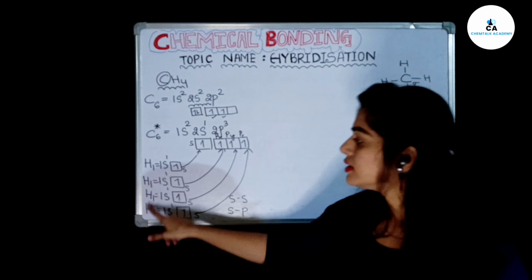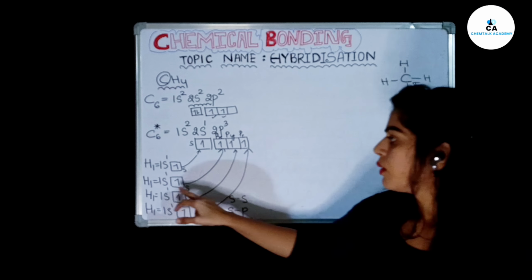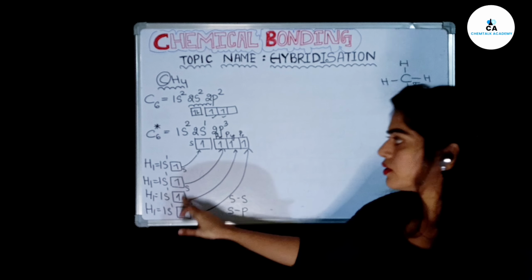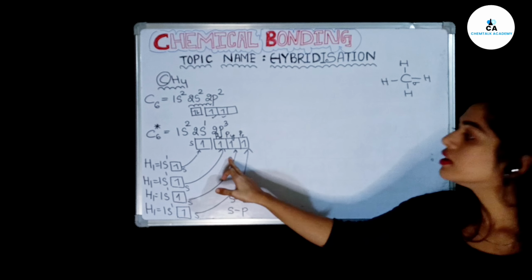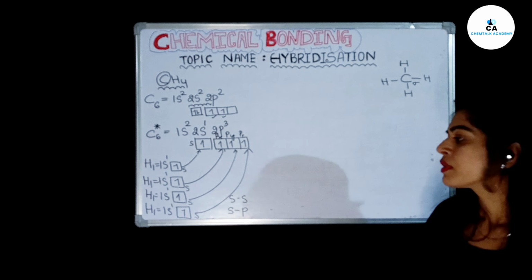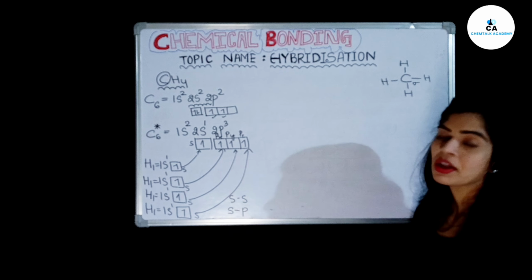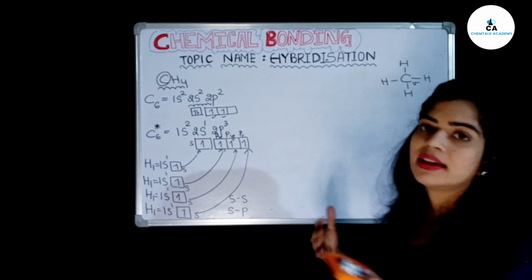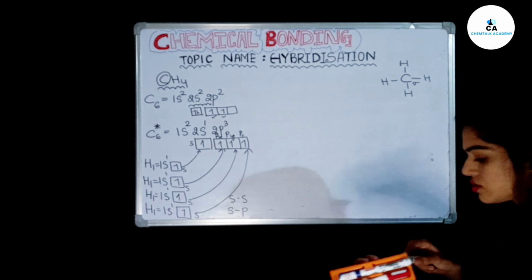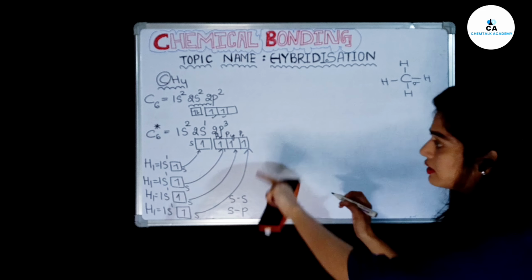The other 3 bonds are formed by the overlapping of S and P: one S of hydrogen and one P of carbon, one S of the third hydrogen and one P of carbon, and one S of the fourth hydrogen and P of carbon. So one overlapping is different from the 3. If we think theoretically, one bond should be different, right? If we go for the structure, carbon's one bond is different.